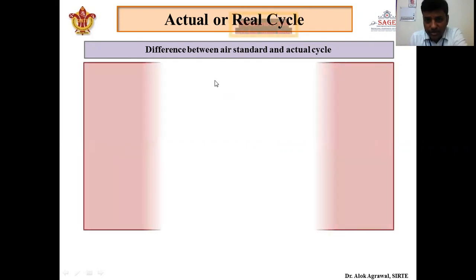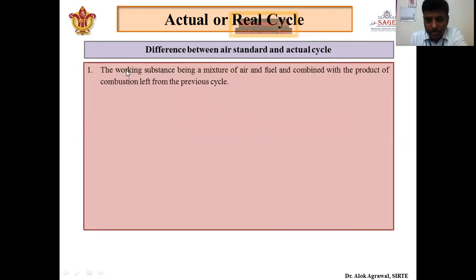So what is the difference between the actual and the air standard cycle? There are various differences. First is the working substance being a mixture of air and fuel. In the air standard cycle, we consider that the working fluid is only air, but in the actual cycle, it is a combination of air and fuel, combined with a little amount of exhaust gases, the products of combustion left from the previous cycle. So it is a combination of fuel with air and some amount of exhaust gases as well. But in the air standard cycle, we consider only air.